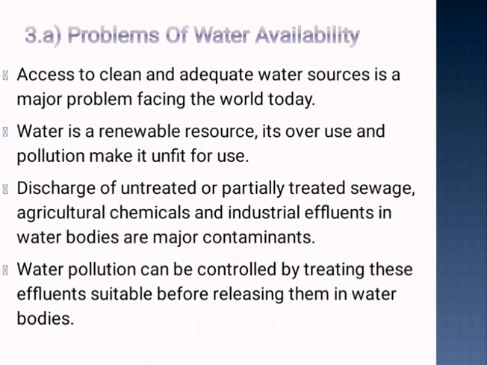That is mainly due to untreated sewage or agricultural chemicals. So we need to control the use of chemical fertilizers or pesticides in the soil, and we need to avoid other chemical waste from the factories. We need to treat these chemicals before releasing them into the water bodies. Then we can preserve our natural resources, our water resources, for the future generation.